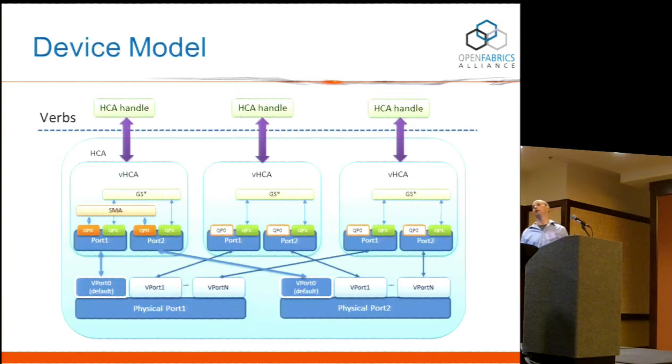So the device model looks like this. At the bottom, we have the two physical ports, if this is a multi-port HCA. Each physical port has this array of virtual ports, and then we have these virtual HCAs that are associated with virtual ports. Now, this association really doesn't concern InfiniBand management. All InfiniBand management needs to see is only the physical port and the notion that it has a VPort array.